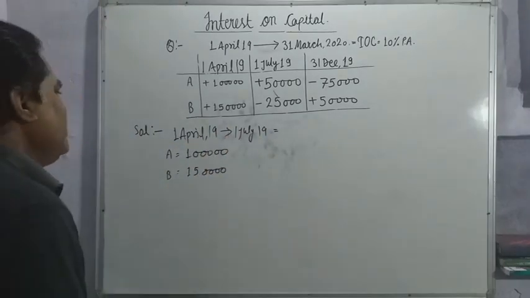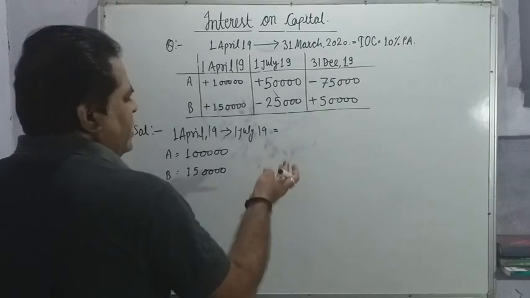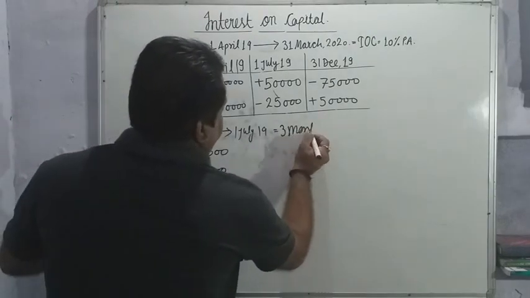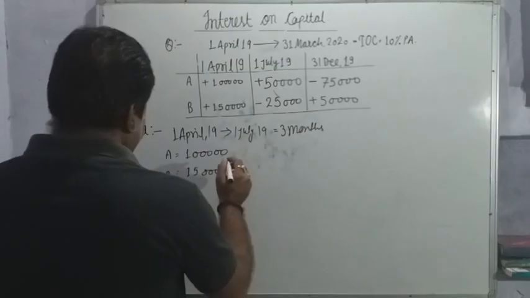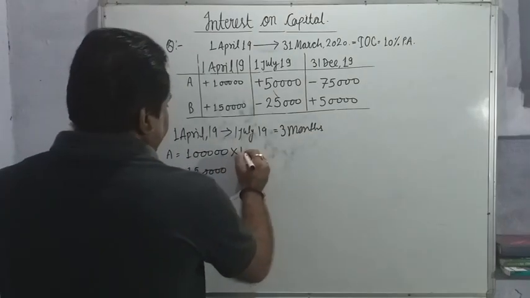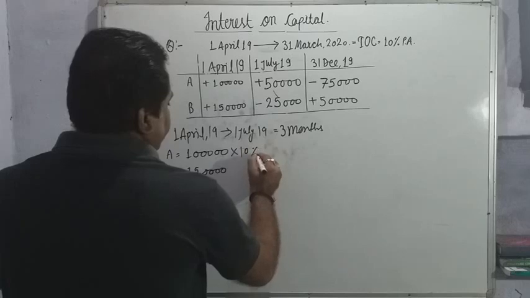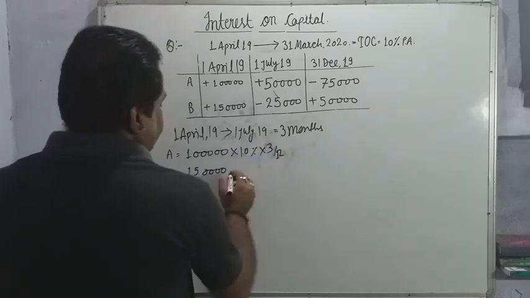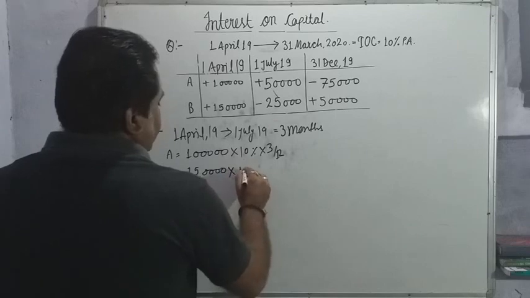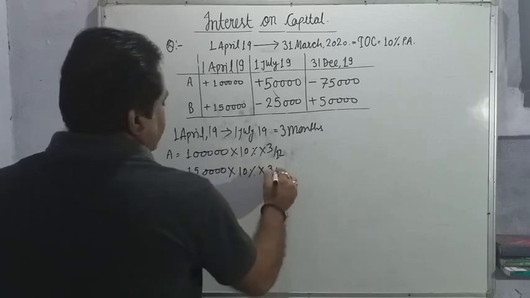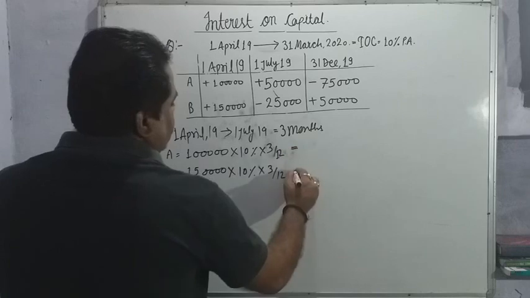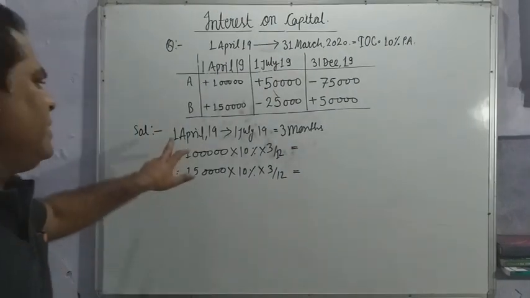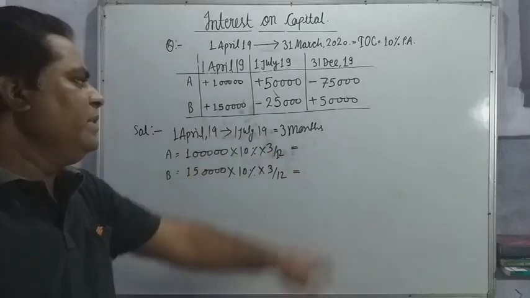So how many months are there from 1st April 19 to 1st July 2019? April, May, June, 3 months. So 3 months of interest will be calculated. How? 1 lakh into 10% into 3 upon 12. In the same way for B also, 10% for 3 months. So this is the interest on capital from 1st April 19 to 1st July 2019, 3 months.